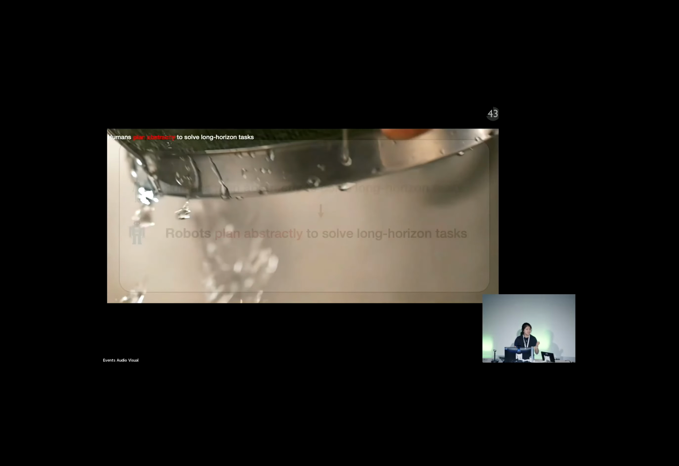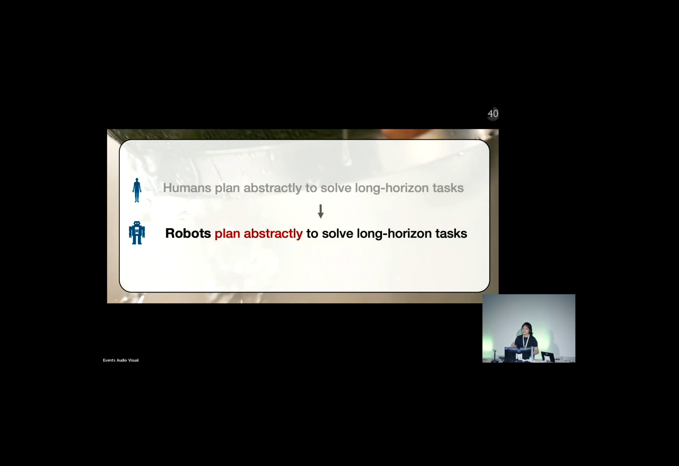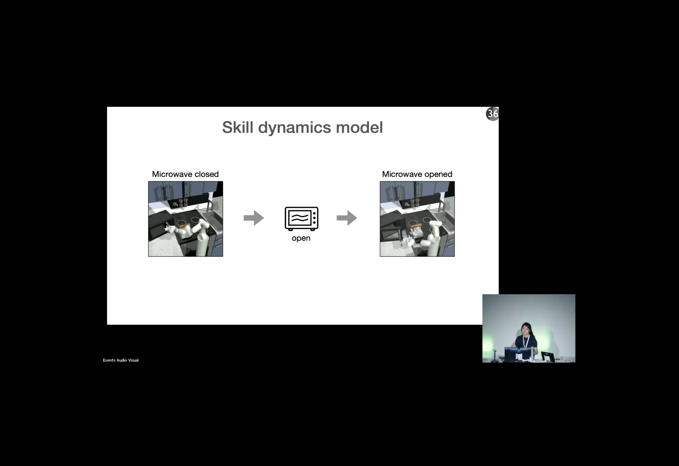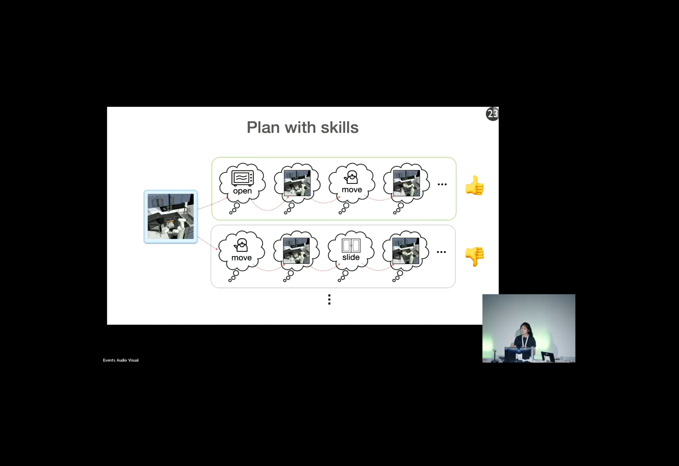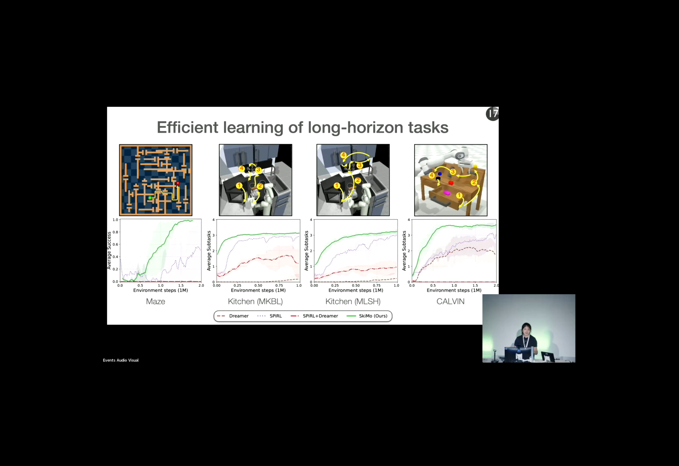We propose SkiMo, skill and model-based RL. SkiMo enables robots to plan abstractly over long time horizons efficiently. Our key idea is to learn a skill dynamics model that predicts the effect of whole skills. This way, it can skip over the low-level details of skill execution when reasoning over long time horizons. Then it can do faster planning and is less prone to error accumulation.